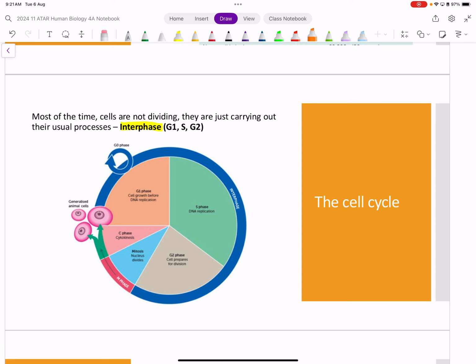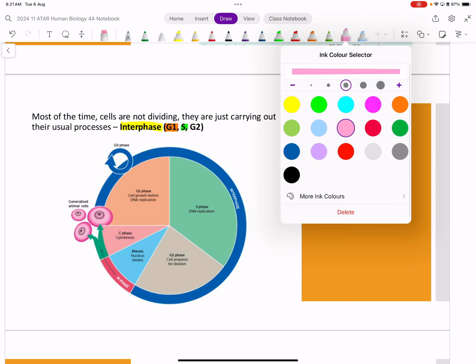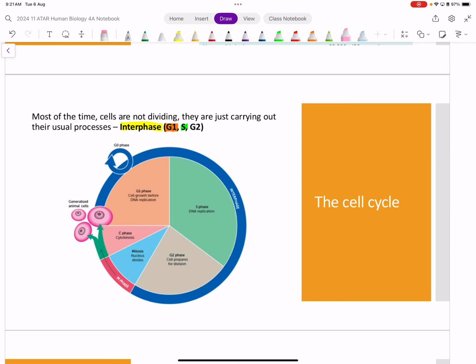So if I try and highlight it so that it lines up here, we have our G1 phase, which in my diagram here is orange. We have our S, or our synthesis phase, which is green. And then we have this really awkward brown color, which I'll use pink for, known as G2. The process of mitosis is just this really small blue part in this diagram here. So this is mitosis.